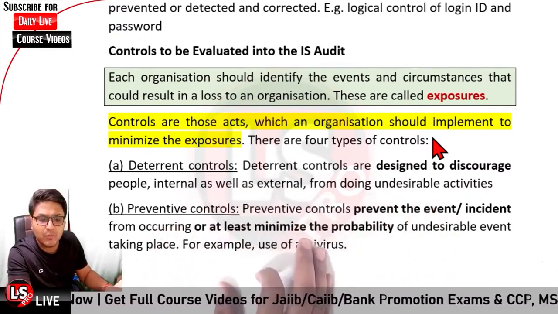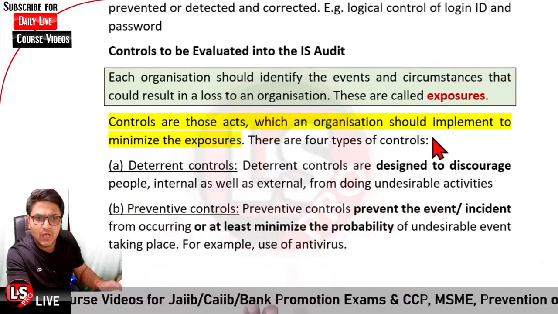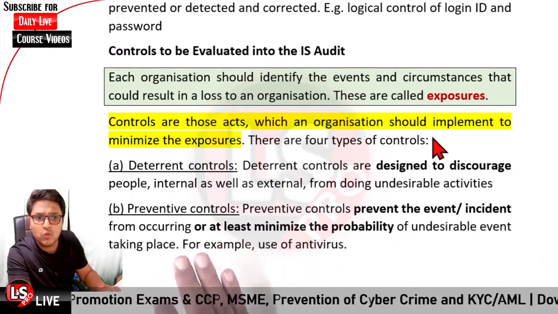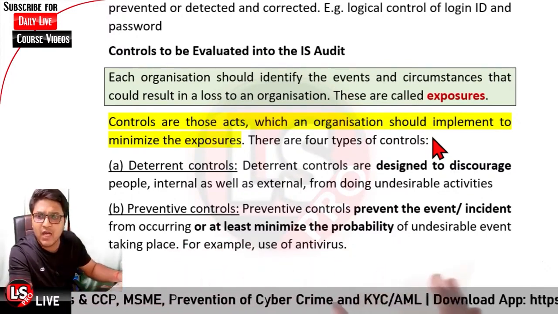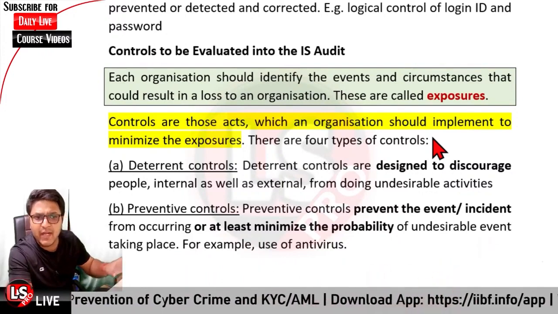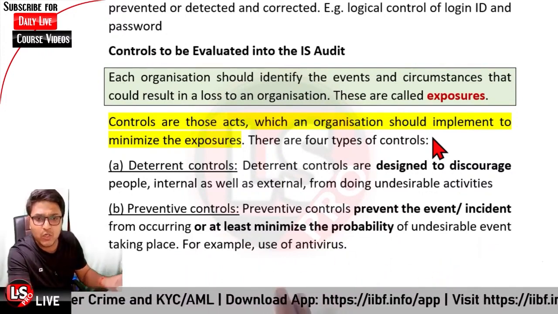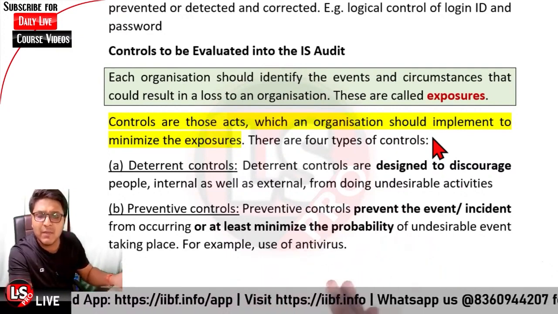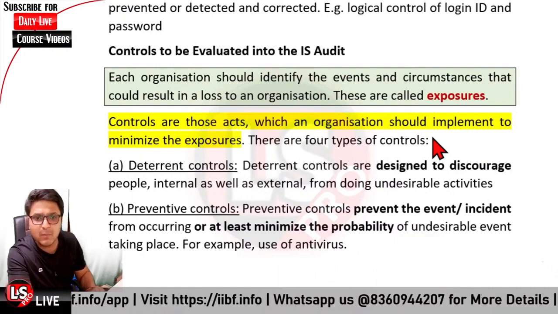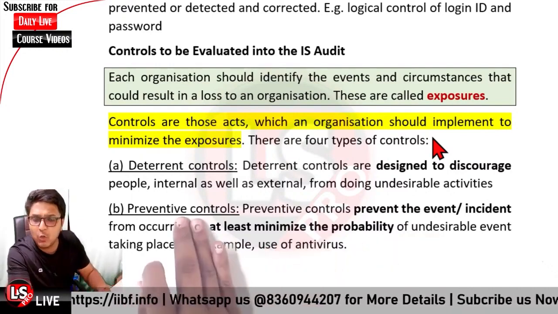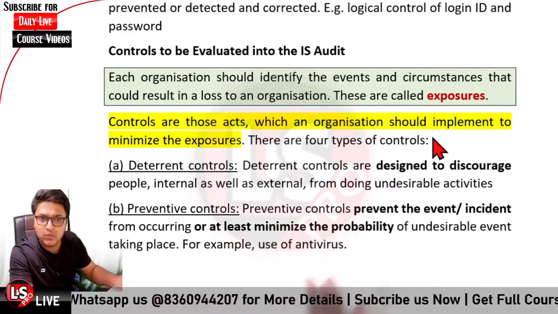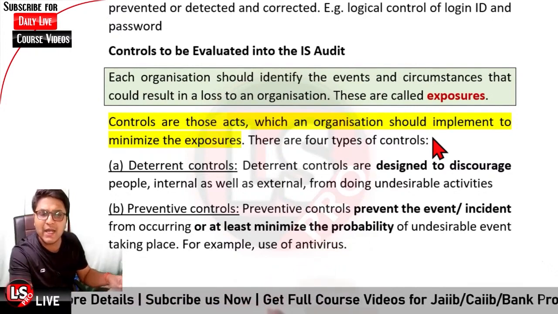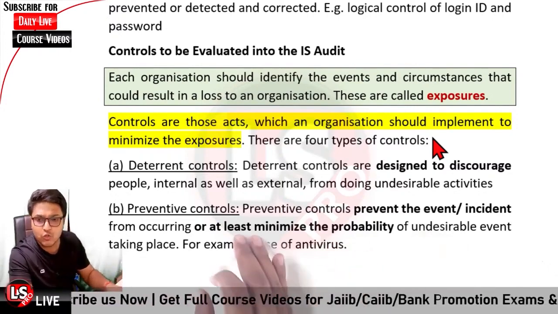And what is preventive control? Preventive control is the control that is there to lessen the probability of an undesirable event. We already know that an event could occur, but we want to prevent it, or minimize the probability of the attack. That is preventive control. For example, you know that you are on the internet and a virus could attack you, so you have installed antivirus in your system. That is a preventive control, to prevent an event.